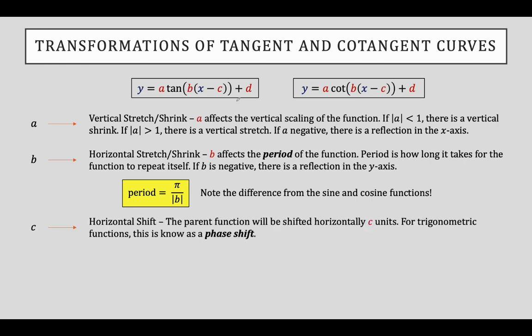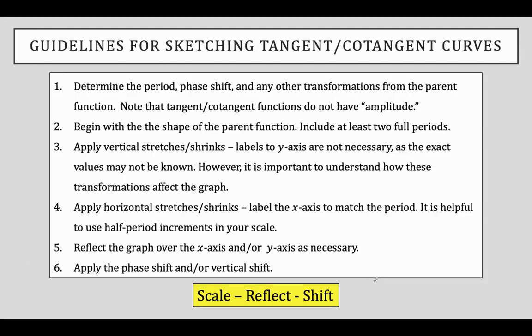C is still our horizontal shift, and the parent function will be shifted horizontally c units. For all trigonometric functions, this is known as a phase shift, so same name as before. If we identify c, the constant c tells us how we are shifting horizontally. And d, finally, is our vertical shift. The parent function will be shifted vertically d units. If d is positive, we're going to move up. If d is negative, we are going to move down.